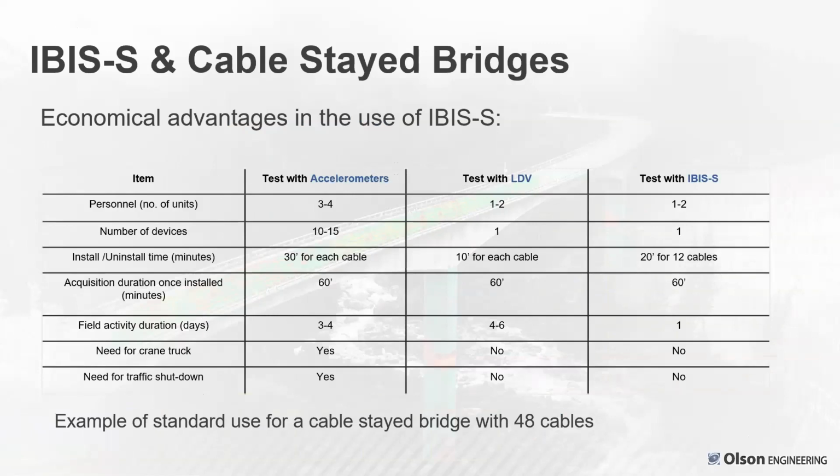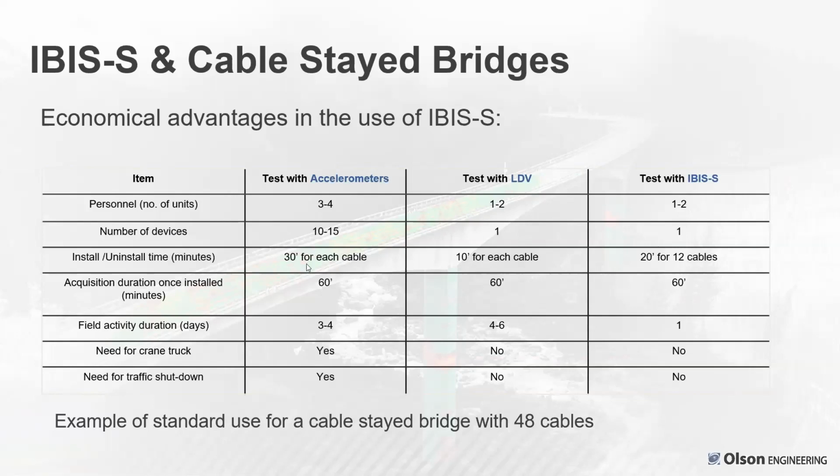So as far as the advantages of the IBIS system, oftentimes the personnel that you need to employ the system with the accelerometers, you may have 3 or 4 people, between having a lift to install accelerometers and traffic control and all those extra add-ons you need to accomplish, where the IBIS system can easily be run by a single person or maybe 2 people at max. Number of devices, obviously you need an accelerometer for each cable you want to monitor, where with the laser or the IBIS system, you only need a single unit.